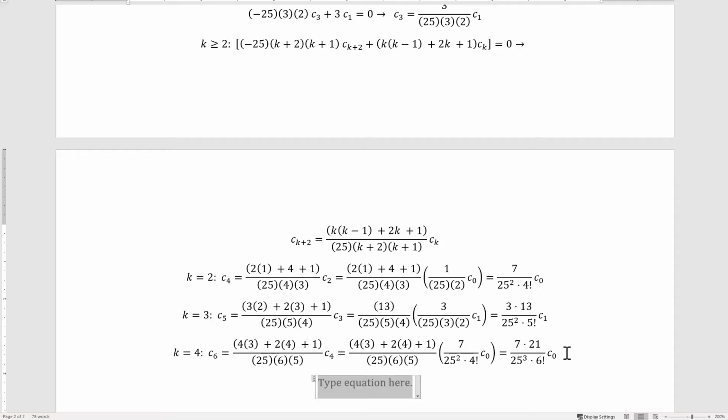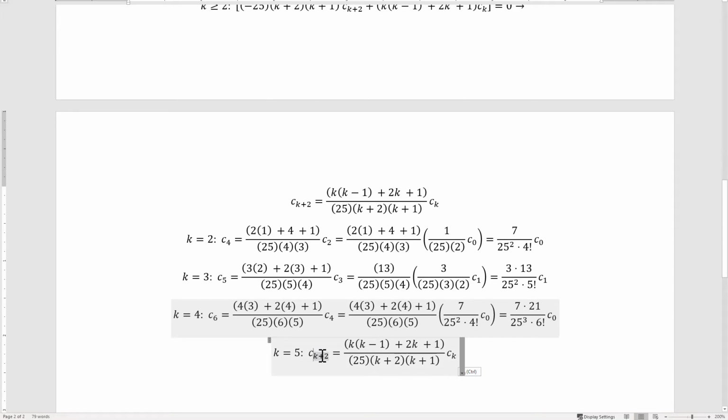K equals 5. And when k is equal to 5, we're going to have C sub 7. So C sub 7 equals 5. And this is 5 minus 1. That's 4. 2 times 5.